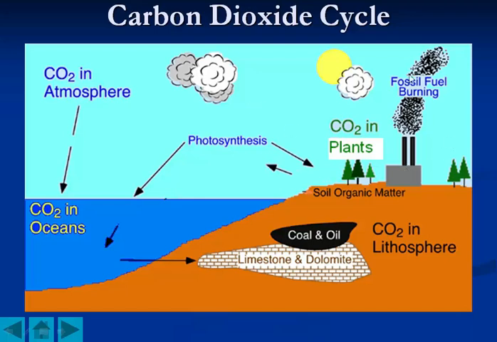Now, when an excess of CO2 develops, which is more than the plants need, which does not get absorbed into the oceans, and which is not converted into fossil fuels, coal or oil, or limestone and dolomite, that excess CO2 released into the atmosphere causes the greenhouse effect.